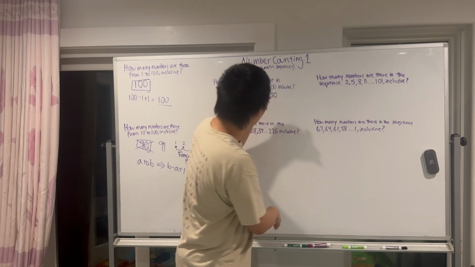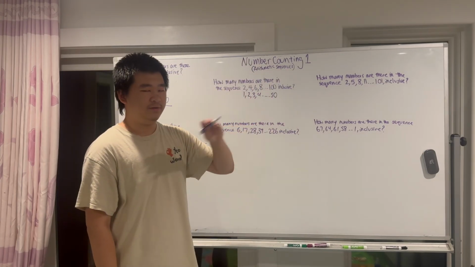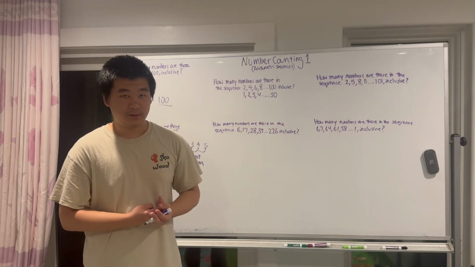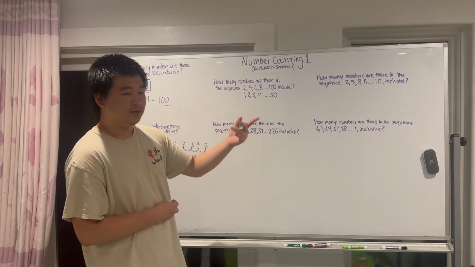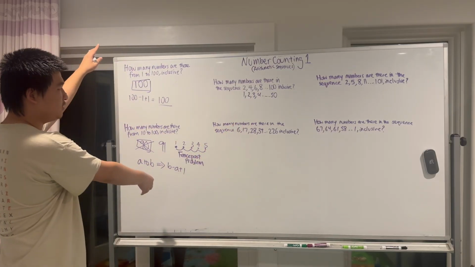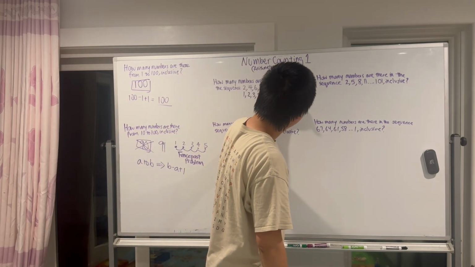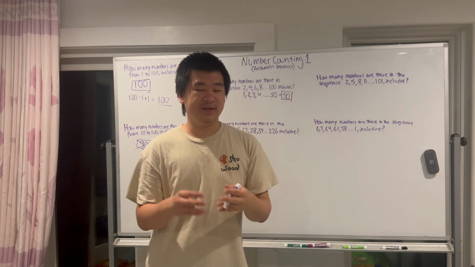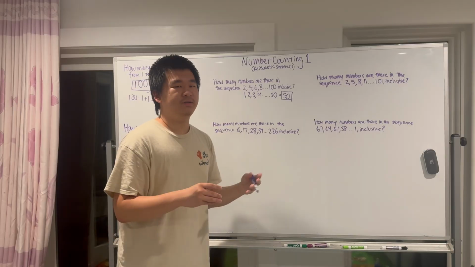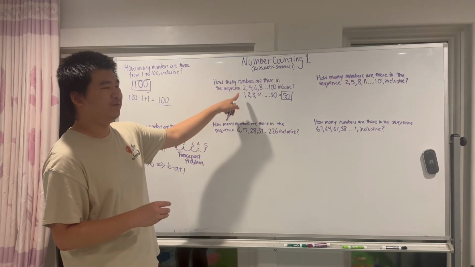Well, if I divide them all by 2, I get 1, 2, 3, 4, all the way to 50. Well, that sounds really familiar, right? That's just 50. That's the same as these two problems, just with 50. So I might think that the answer is 50, and I would be correct. The answer is 50.